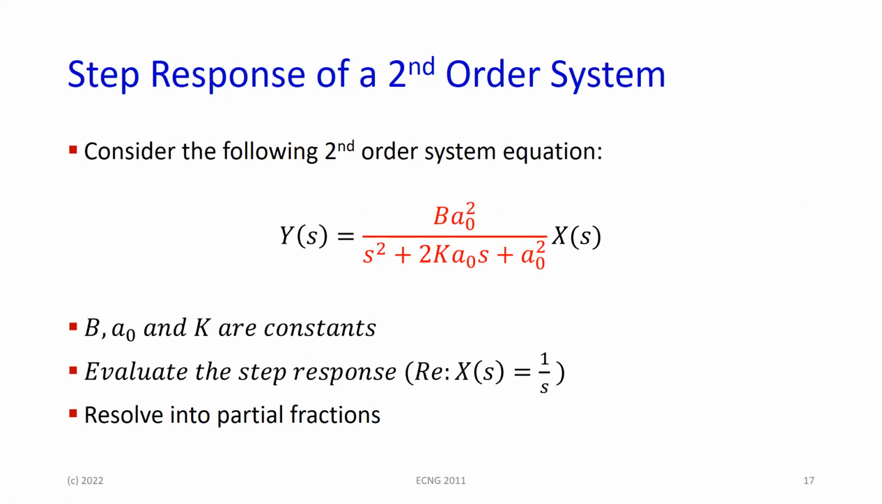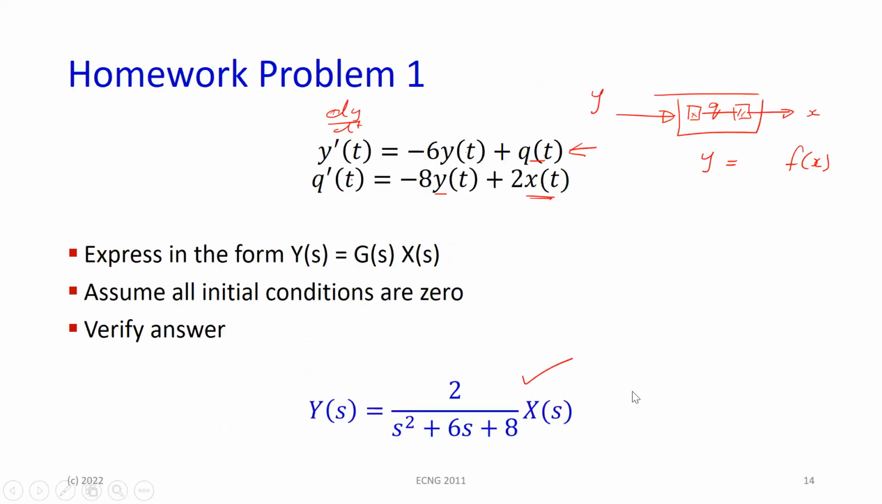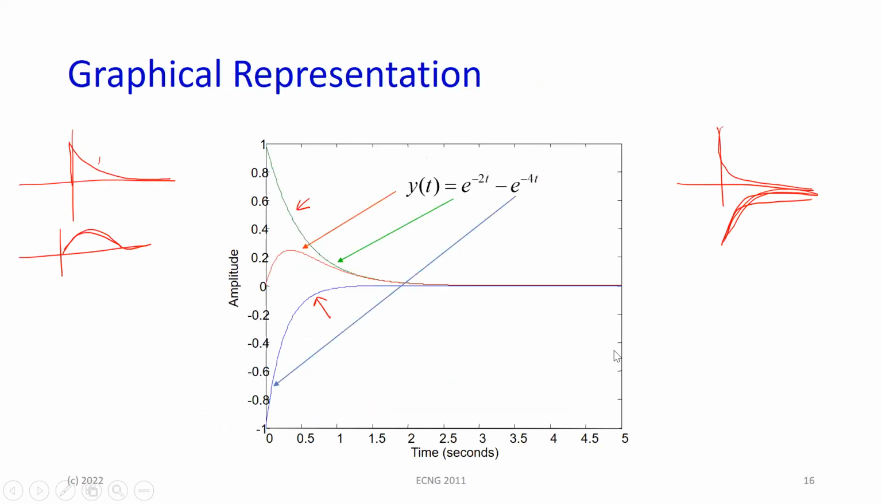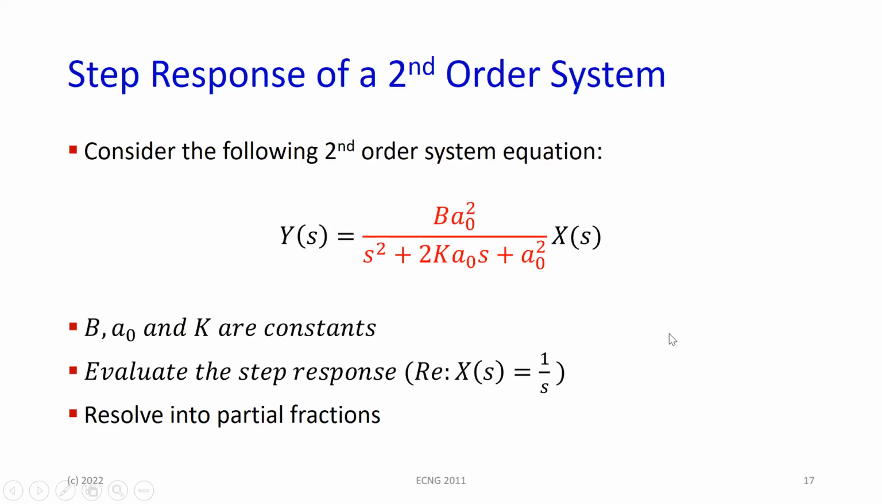So now let's generalize. For the same second order system like what we had here, I'm going to put a general form of a second order transfer function. The transfer function for a general second order system is going to be some constant over s squared plus 2k a0 s plus a0 squared. You'll see where all of this comes in a while. So everything here is a constant. This is a constant, this is a constant, and this is a constant. It's a second order system, so we have s squared.